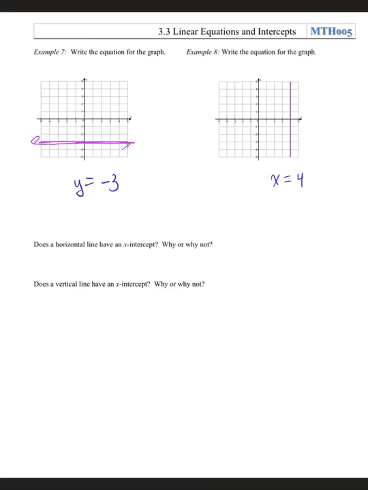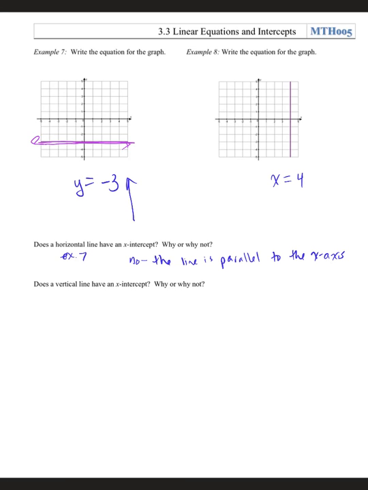And then we have a couple of questions at the bottom. Does a horizontal line have an x-intercept? A horizontal line is like example 7. Does that have an x-intercept? We can say that no, it does not. And why or why not? We can say the line is parallel to the x-axis, so it doesn't ever cross over it.